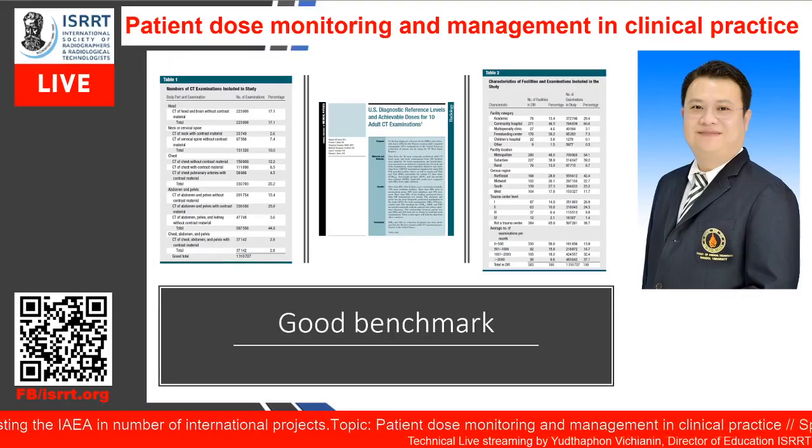This is the paper published from the ACR Dose Index Registry by Dr. Kalpana. Her group collected data from this dose index registry, more than 1 million examinations. That's huge data. The title is US Diagnostic Reference Levels and Achievable Doses for 10 Adult CT Examinations. The point is, when you do DRL, it means dose metrics for a standard dose metric for a modality, dose for a standard size person.